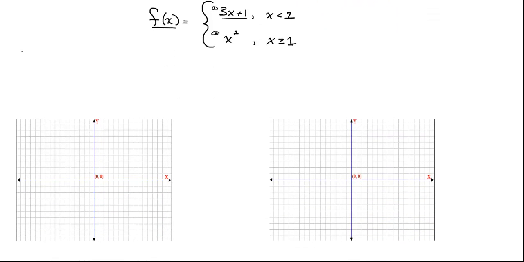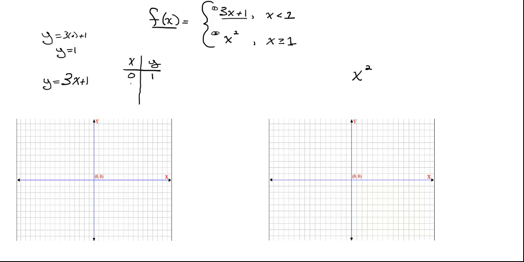What I always like to do is graph each function independently. So 3x plus 1 I'm going to graph over here, and then I'm going to graph x squared over here. When we want to graph, I always recommend using a t-chart. So here, this will be my x, this will be my y, and y equals 3x plus 1. When x is 0, we plug in 0, so y equals 3 times 0 plus 1, so y equals 1.